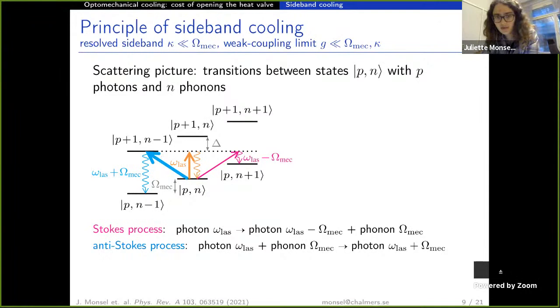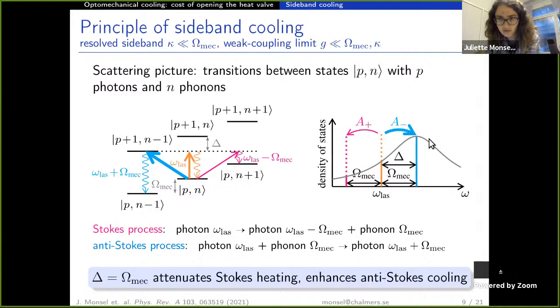So to target this process and enhance it, what can be done is to make the cavity, so the line shape of the cavity here in gray, resonant with this anti-Stokes process. And that allows us to enhance it and attenuate at the same time the Stokes process. And that's why it's important in this case to be in the resolved sideband regime so that we can really resolve these three peaks here. Okay, so that's how the cooling works.